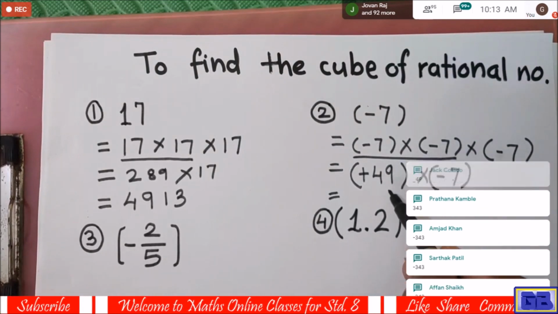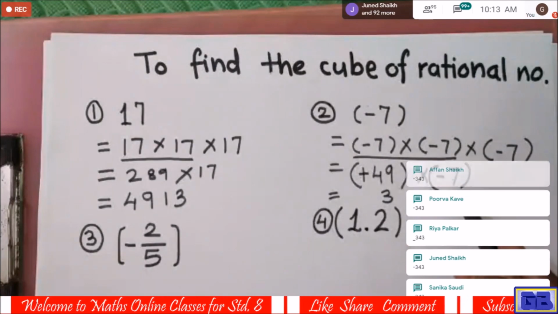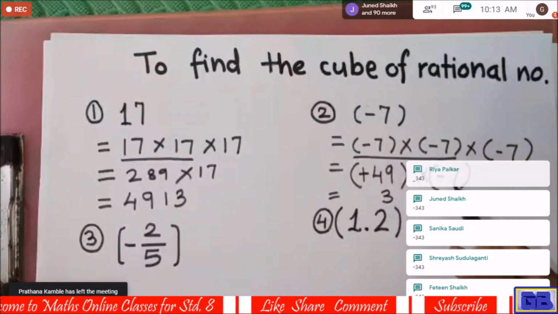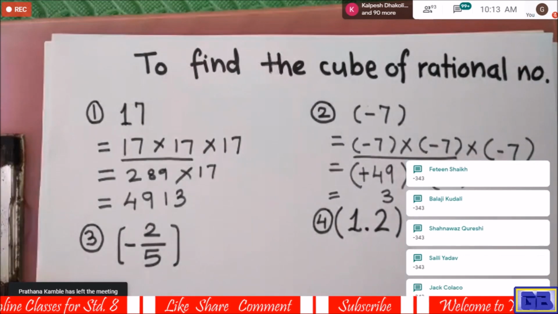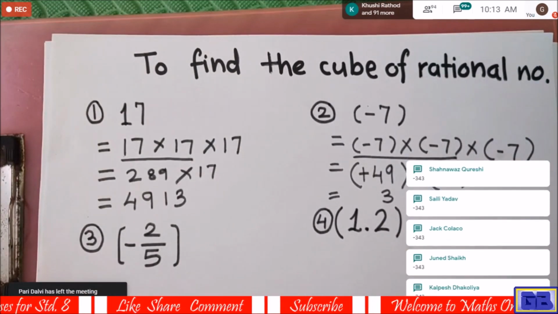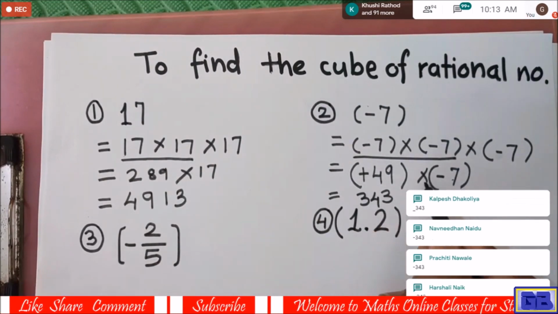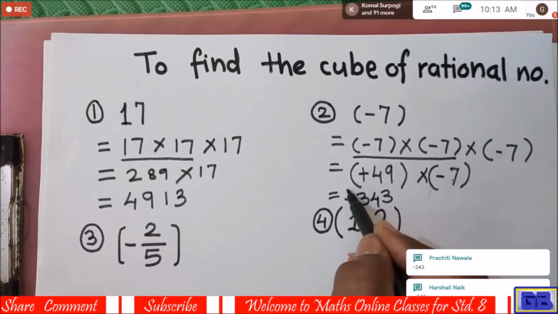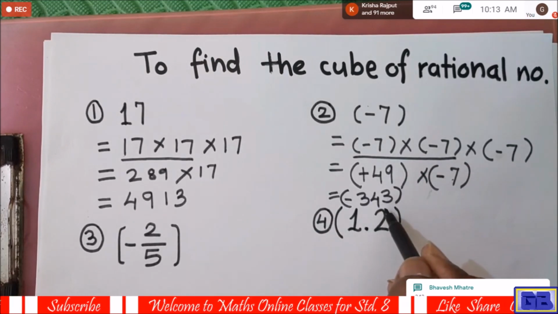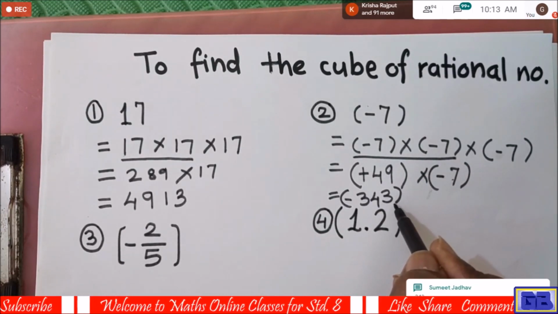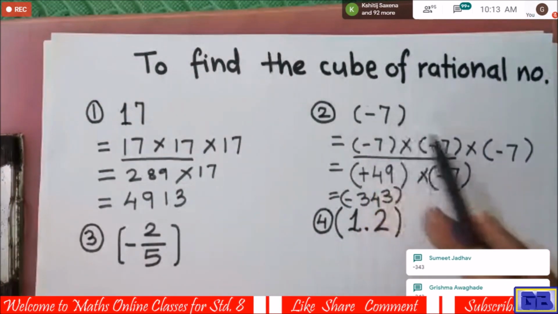So multiply this 49 by 7 and tell me what answer comes. 7 9s are 63, we take 3 and 6 carry over. 7 4s are 28, 28 plus 6 is 34. Positive into negative is negative. Product is negative 343. That is the cube of negative 7.